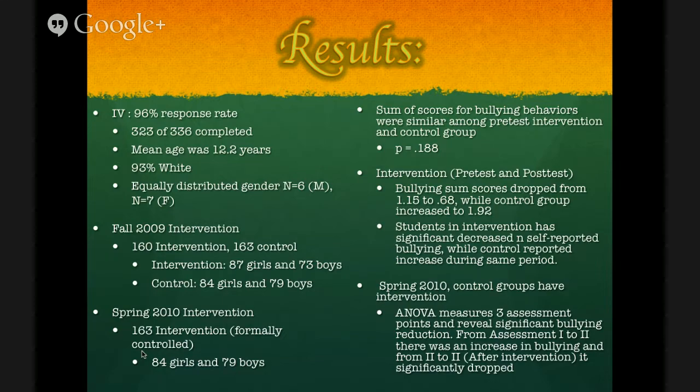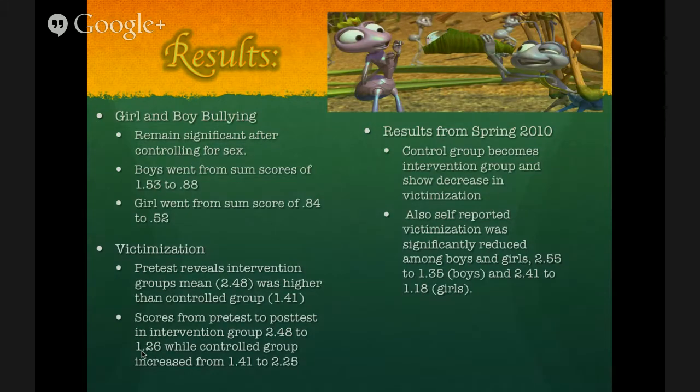Spring 2010, control group turned to the intervention group, and ANOVA measured 3 assessment points that revealed significant bullying reduction. So from assessment 1 to 2, which was while they were a control group, from the beginning of the control group to the end of being the control group, there was an increase in bullying. And when they became the intervention group, at the end of their intervention, there showed significant reduction.